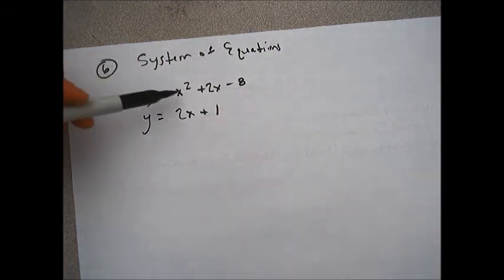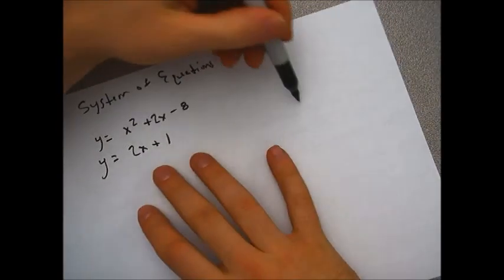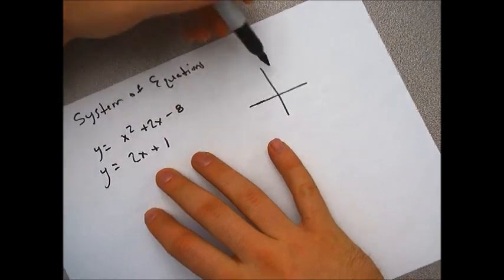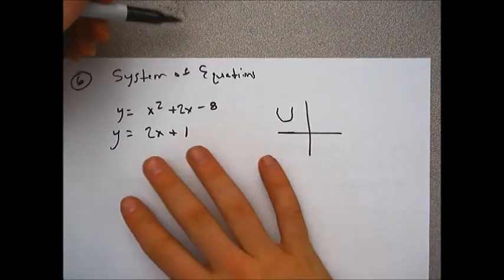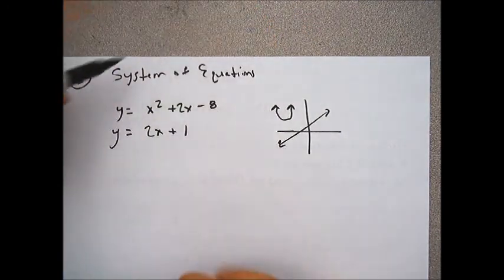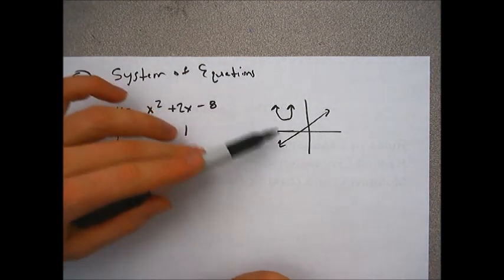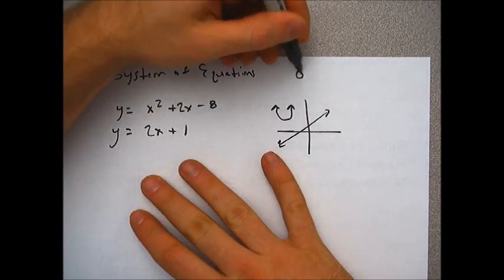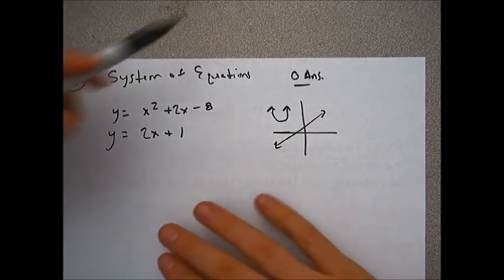But now, what do I notice this time? I see, well, this one's quadratic, and this one is linear. So if I start making some sketches here, here's a quadratic, so here's a parabola, and here is my line. And if you remember, the solution to a system of equations is where these two intersect. So in this case, that doesn't happen. So I have 0 answers.